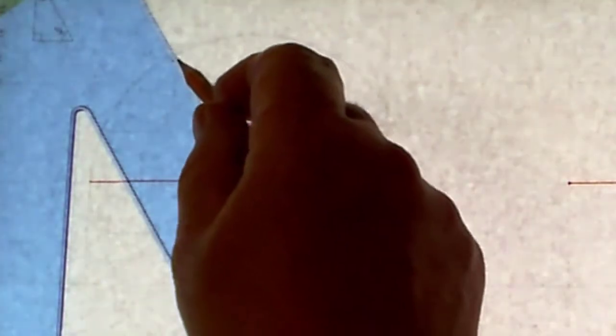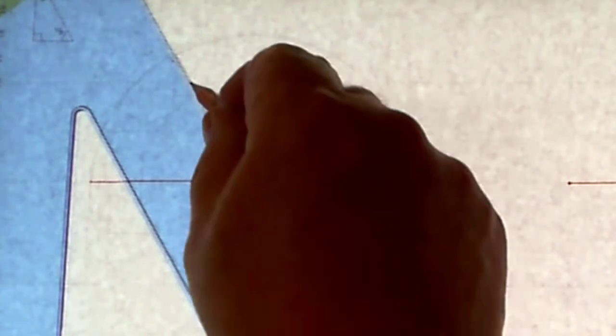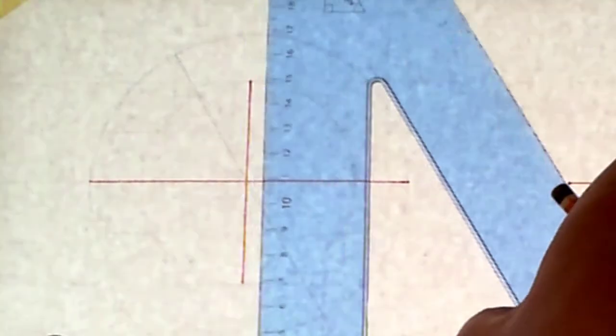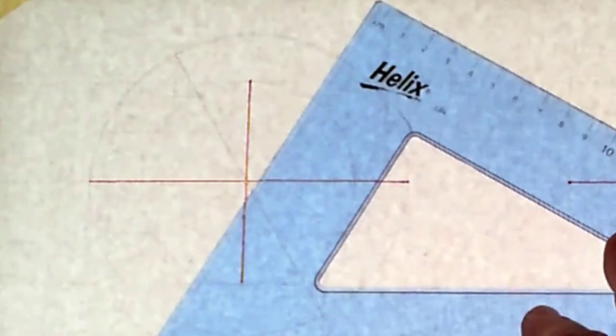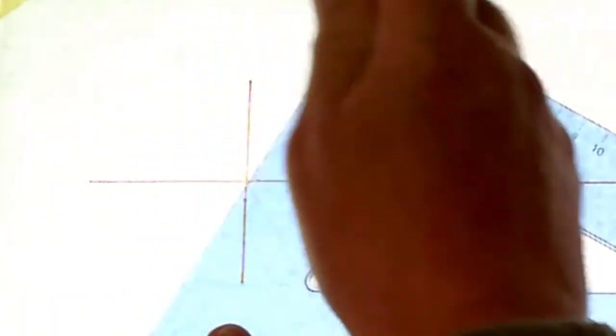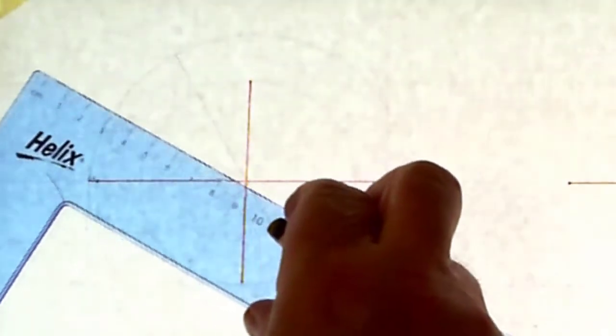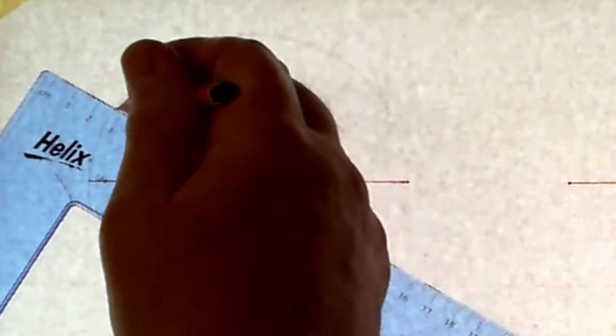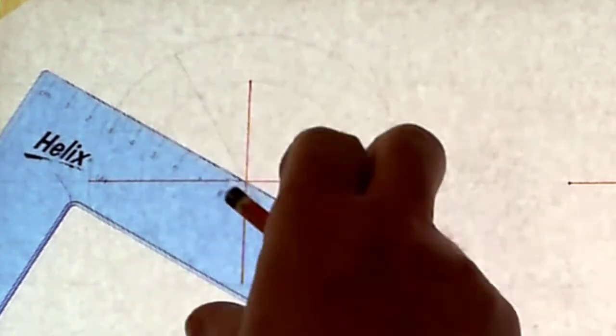Now after I have those two circles established, just using a 60-30 degree set square, I'm going to divide those circles into 12 equal sections, or segments. So 60 degrees, 60 degrees, 30 degrees, and 30 degrees.